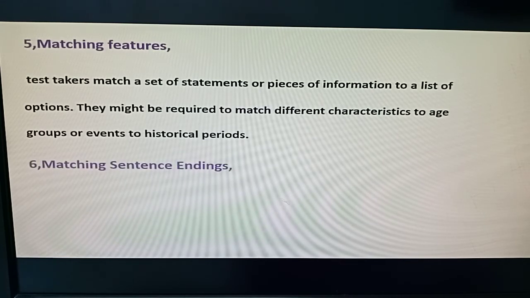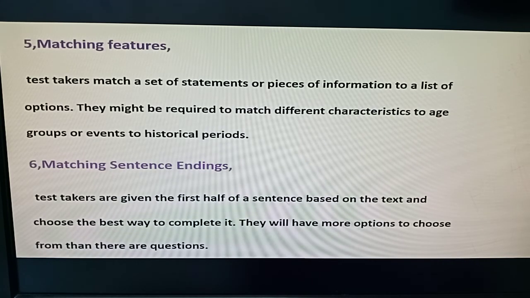Number 6, matching sentence endings. The test takers are given the first half of a sentence, then based on the text they choose the best way to complete it. They will have more options to choose from than there are questions. So here you get half of a sentence from the passage, and you also have the other halves in the choices. You choose the suitable half and then match it to the answer.